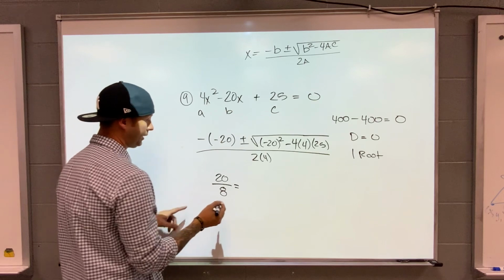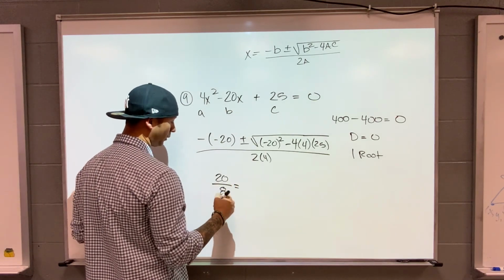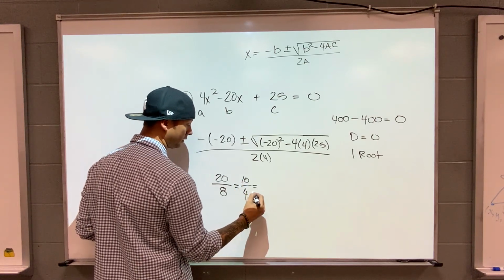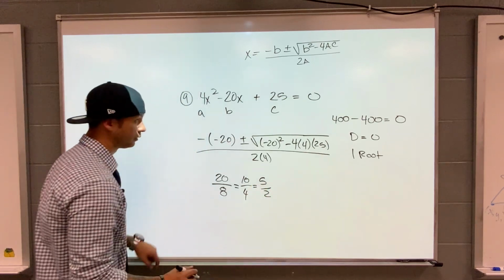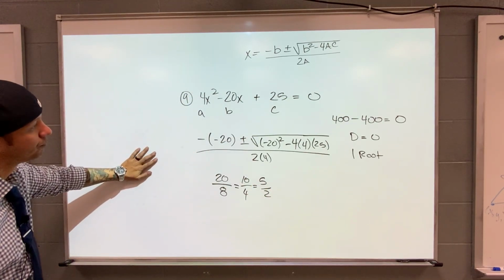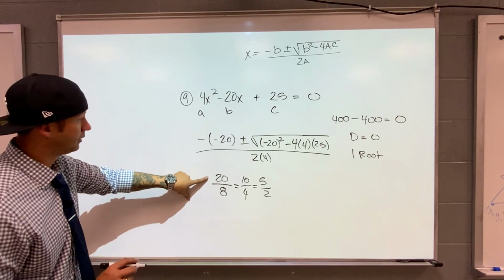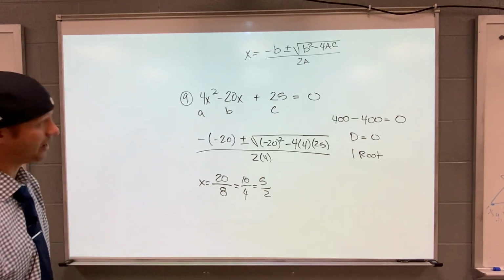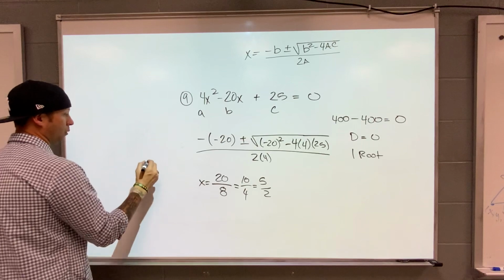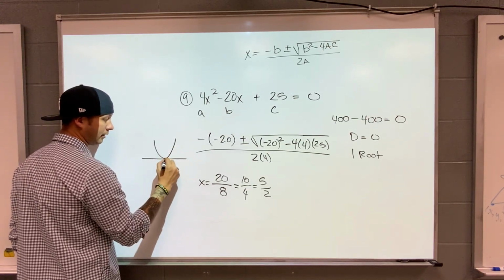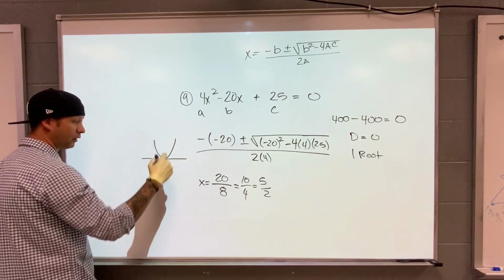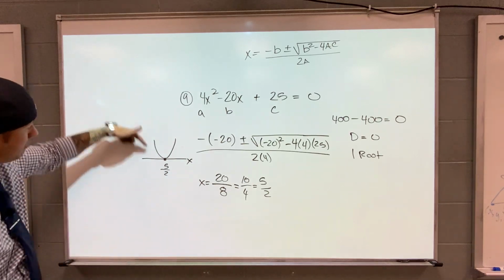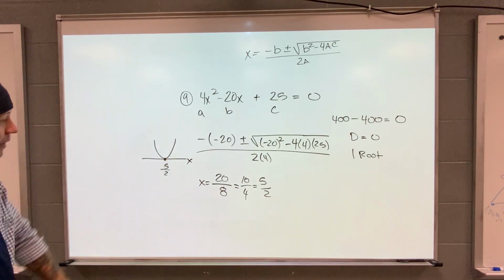Okay, this is going to be 20 over 8, which is 10 over 4, which is basically 5 over 2. So this means that x is equal to 5 halves. Here's our quadratic, and the x vertex is at 5 over 2. This is the x-axis. It's sitting at 5 halves.